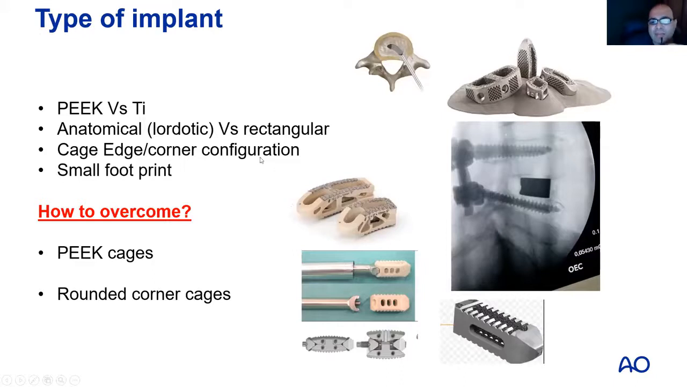Anatomical cages, of course, are better than rectangular cages. The cage edge and the corner configuration is very important. Sharp edges can create some fractures in the end plate. This is one of my cases. Look, this is a tantalum cage.